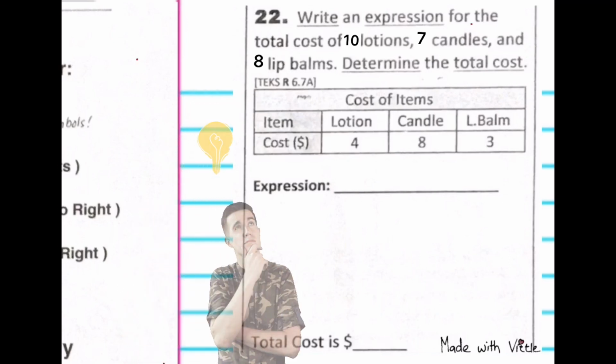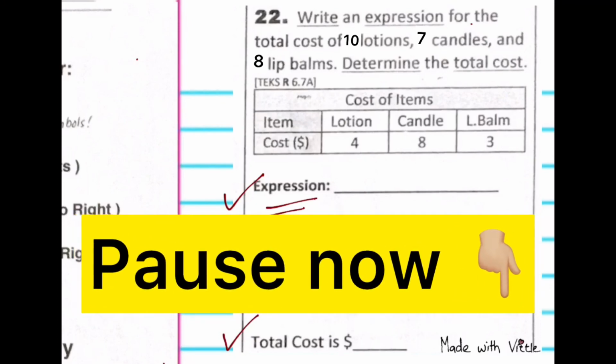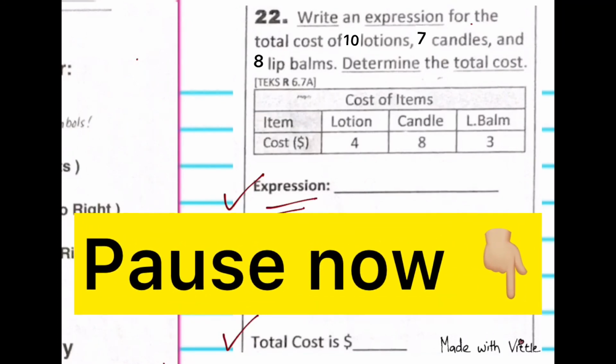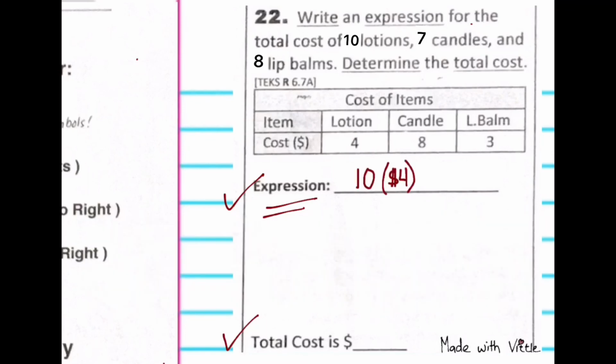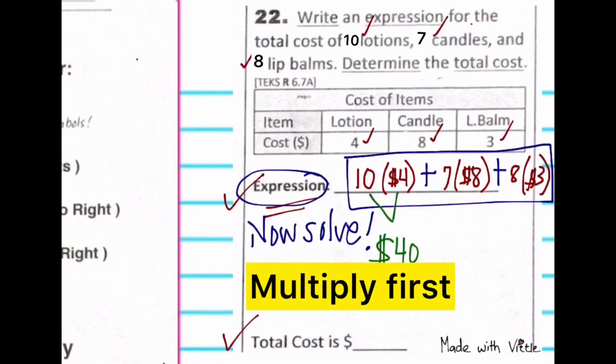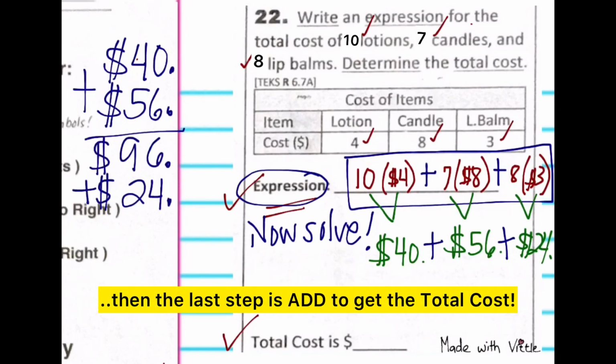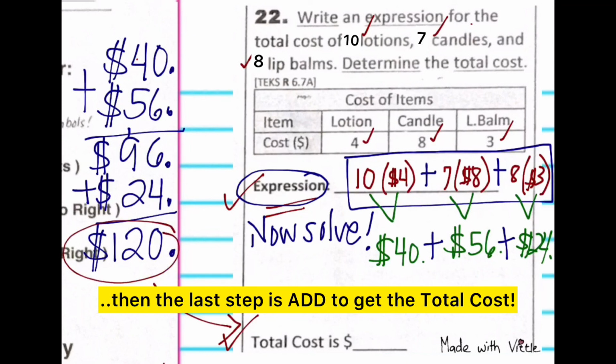Now, I want you to go ahead and write an expression for this new example. It's still the same situation, but I just changed the numbers for lotion, candles, and lip balms. Write the expression down and then find the total cost. Okay? Go ahead, pause now. I hope you arrived with the correct answer.